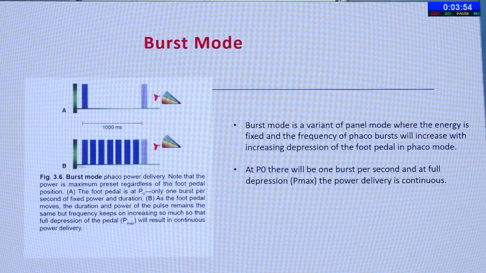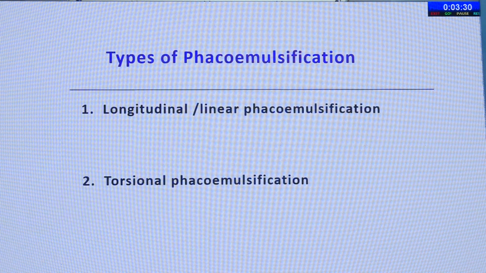And burst mode is the same as a constant mode where the energy is fixed. So if you see the foot pedal here, even when the foot pedal is here, you have maximum energy. And when the foot pedal is down, you have maximum energy which is delivered. The only difference is the frequency increases. So in the burst mode, when you press the foot pedal, the frequency increases, but the power delivered will be the same. It is very useful in dense nuclei.